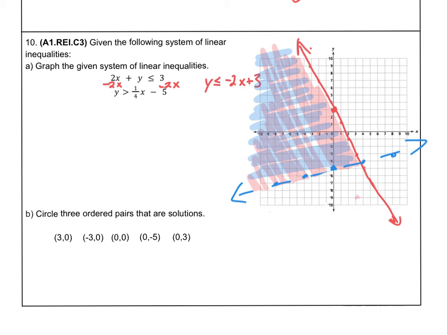Okay, it says circle 3 ordered pairs that are solutions. So basically all you have to do is plot these points and see if they fall within the shading. Okay, so we'll start with the first point, (3, 0). I go over 3, and it's going to be on my x-axis. Is that within the shading? Absolutely not. Put an X through it.